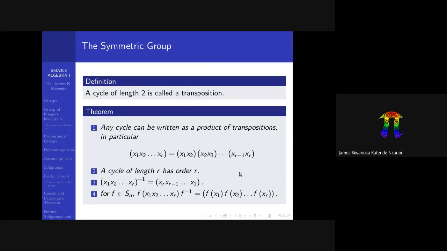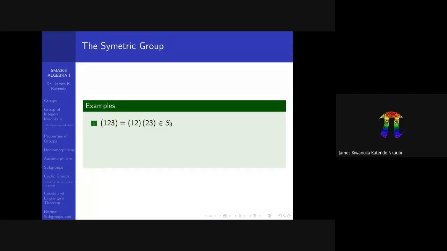So I think these are the only properties we list in this theorem. There are many others, but I will leave them out for now. I think these four are what we need for our purposes. Again, we shall not prove this, but we can illustrate them using some examples.